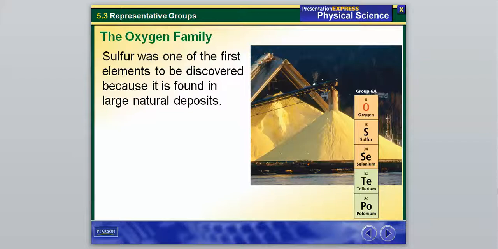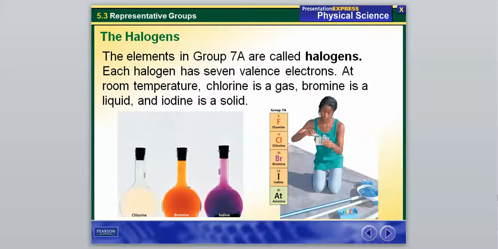Again, we'll dive more in depth into these in class to actually take a look at the characteristics of these different groups. Our next one is the halogens, and the elements in group 7A are called the halogens, and each halogen has 7 valence electrons. At room temperature, chlorine is a gas, bromine is a liquid, and iodine is a solid. So we have a lot of different characteristics just within this halogen group, so a lot of variety here.